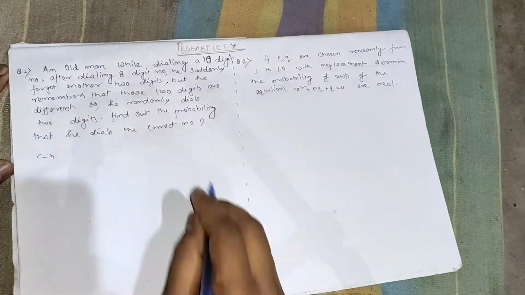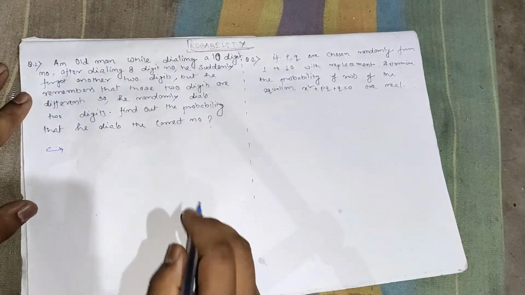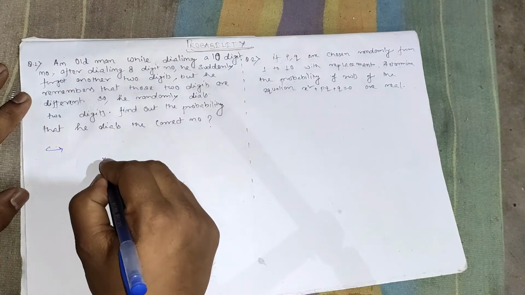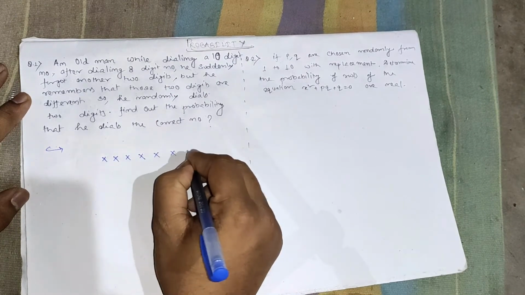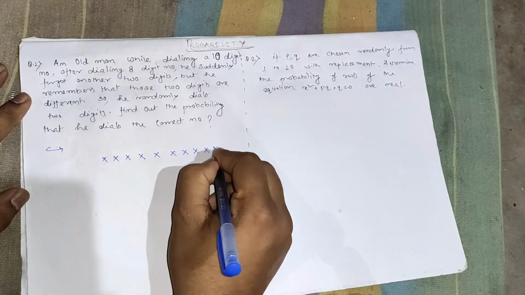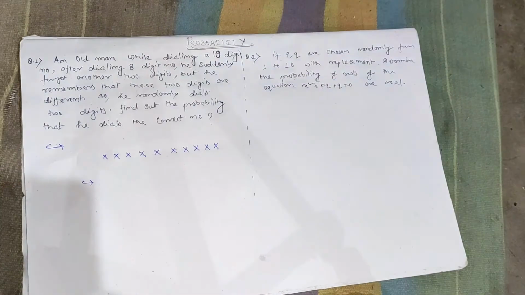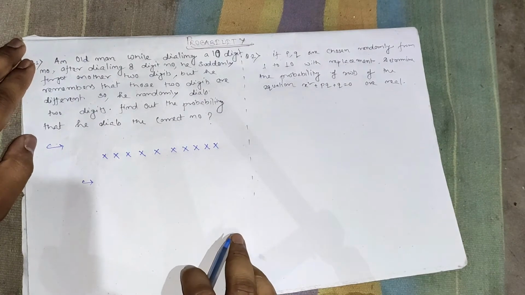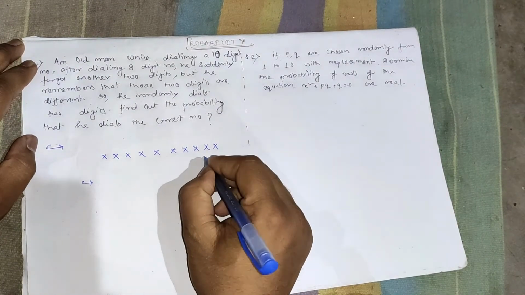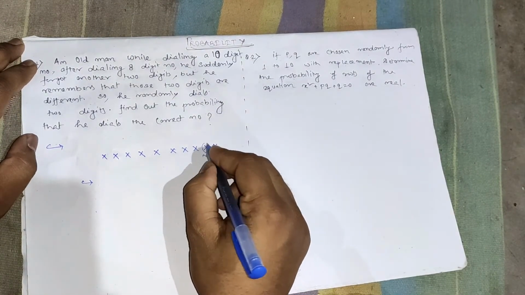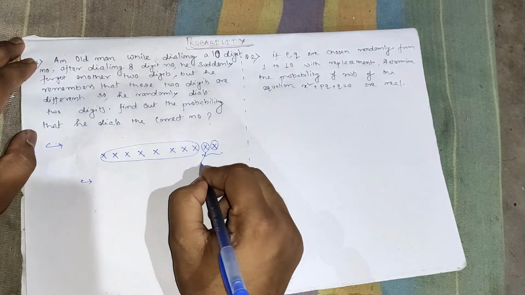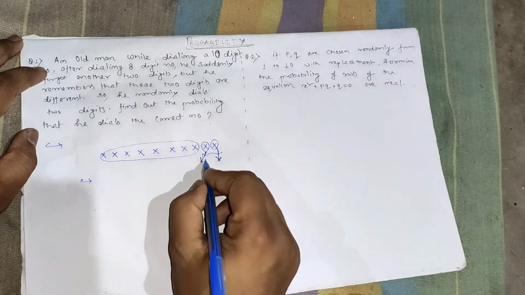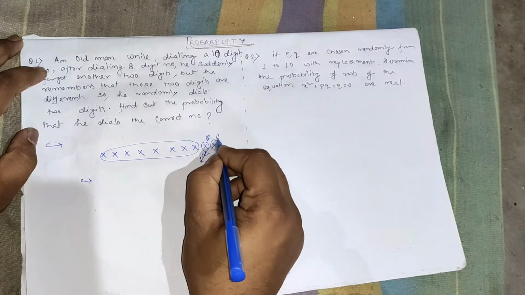Now, to solve this question, I assume that there are 10 numbers. Now the old man knows the first 8 digits, but he does not know the last 2 digits. So he does not know these 2 digits, and otherwise he knows these 8 digits. So now he remembers that these 2 digits are different.